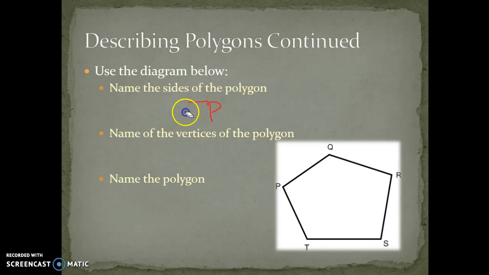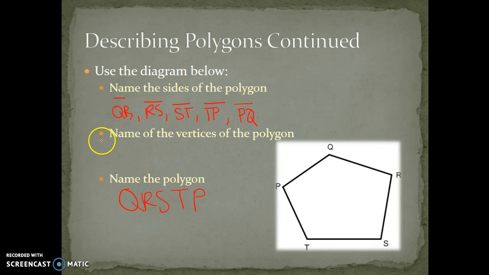Okay. The vertices are going to, that's the sides. That should be going on the last part. And naming the polygon, QRSTP. Okay, the sides, again, remember, are made up of segments, so we're going to use our notation. So I have side QR, I have side RS, I have side ST, TP, and PQ.